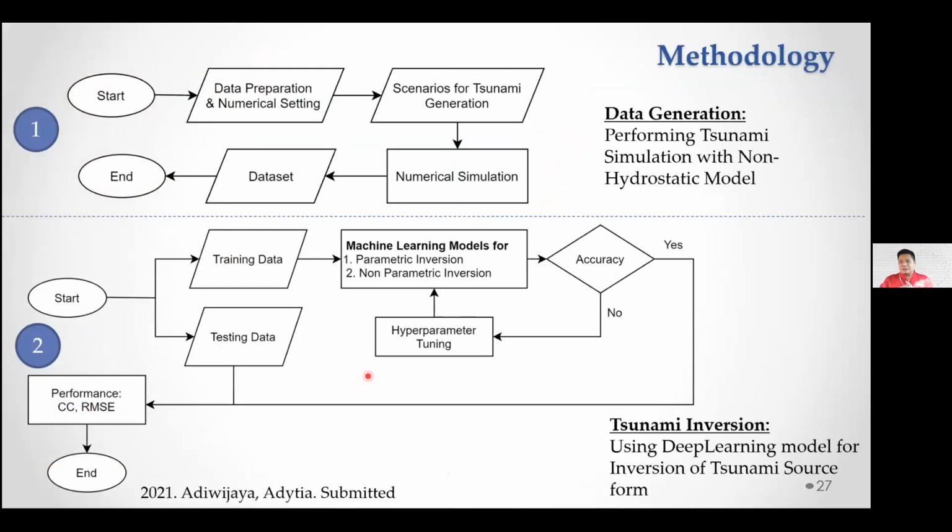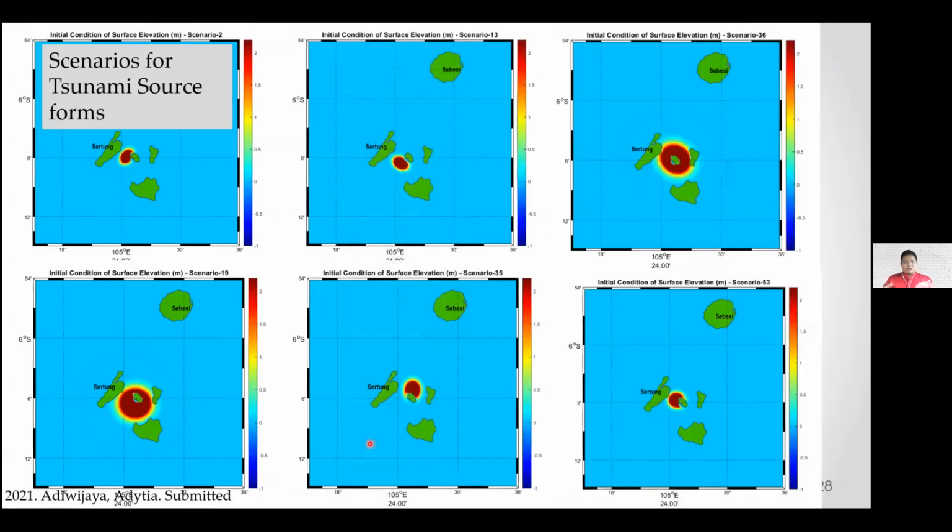So I would like to give you an idea of how we create the data generation and also the inversion process. The data is generated by creating multiple scenarios, by using the non-hydrostatic model that we showed in the last two slides. And then the data set is later used to train the machine learning. This is some of the process. We are submitting this paper. It was funded by Kemendikbud Ristek.